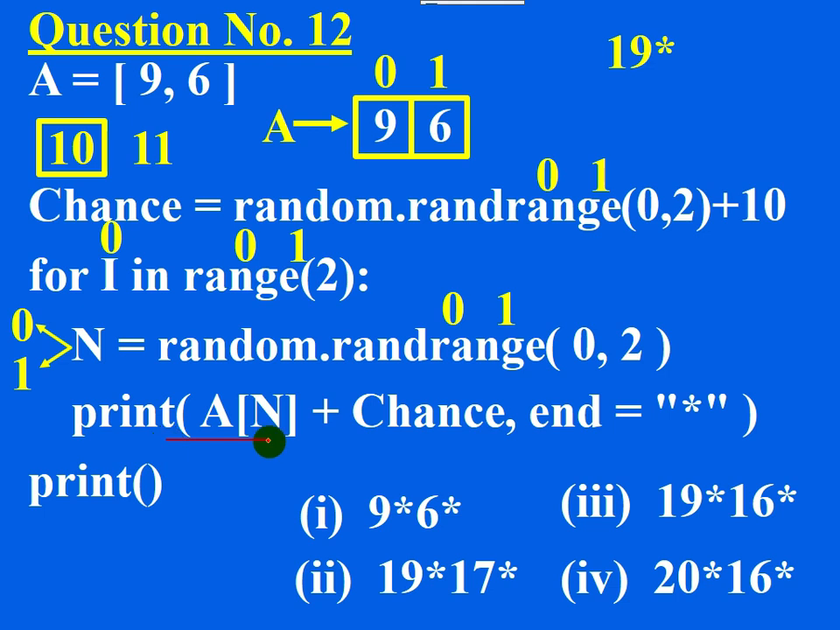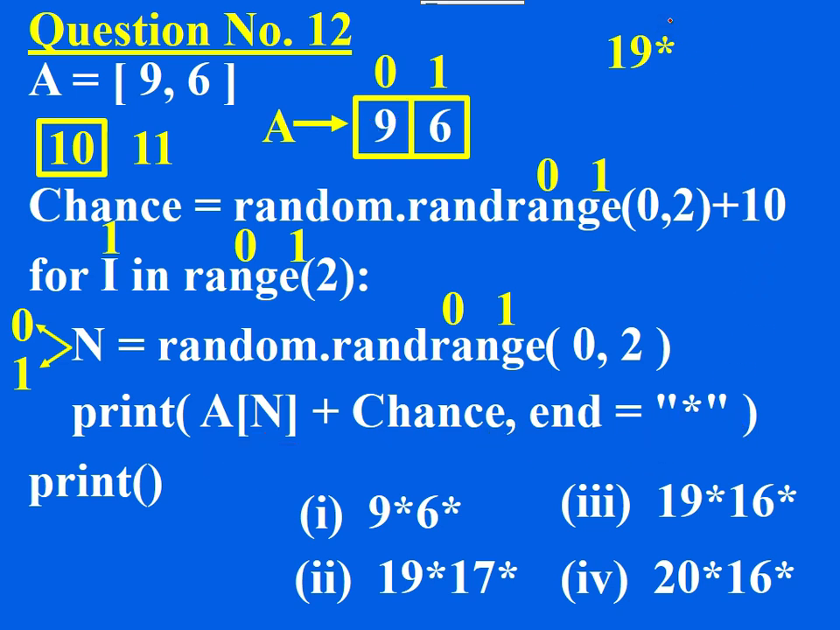Now after executing this, i takes the next integer in the range. So i is equal to 1. random.randrange(0, 2) returns a random integer between 0 and 2 minus 1, 0 to 1. So what are the various possible values of n? Same as before, 0 and 1. If I substitute n with a 0, a of 0, I get 9. Chance is taken as 10. So 9 plus 10, 19 star.